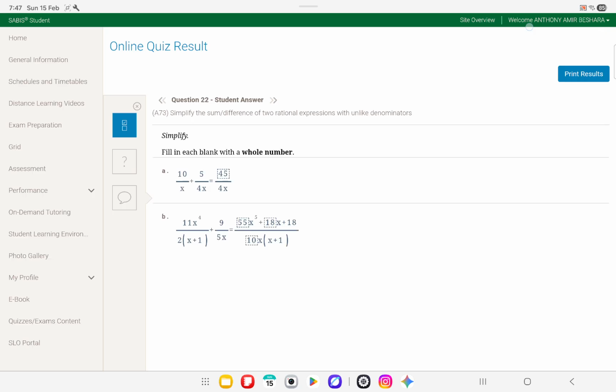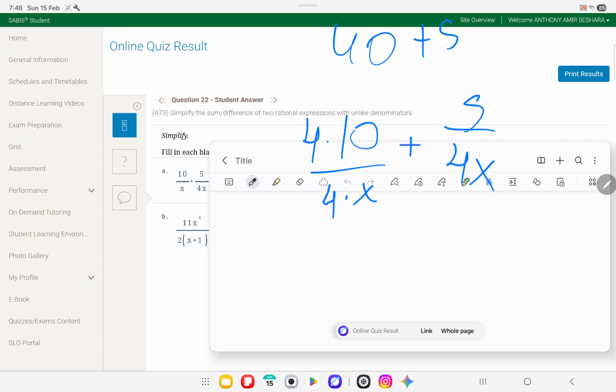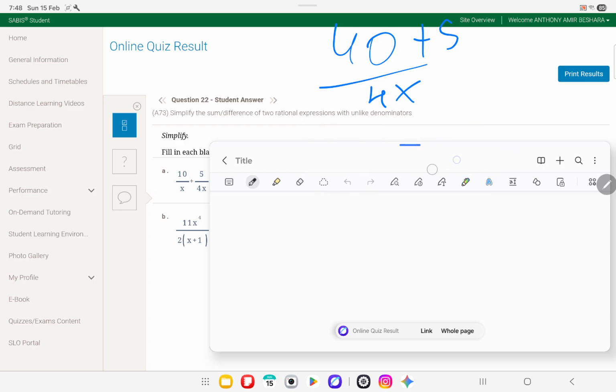Here we just make it the same denominator. Easy. 10 over x plus 5 over 4x. Here we just times 4, it'll be 40 plus 5 over 4x, which is 45 over 4x.